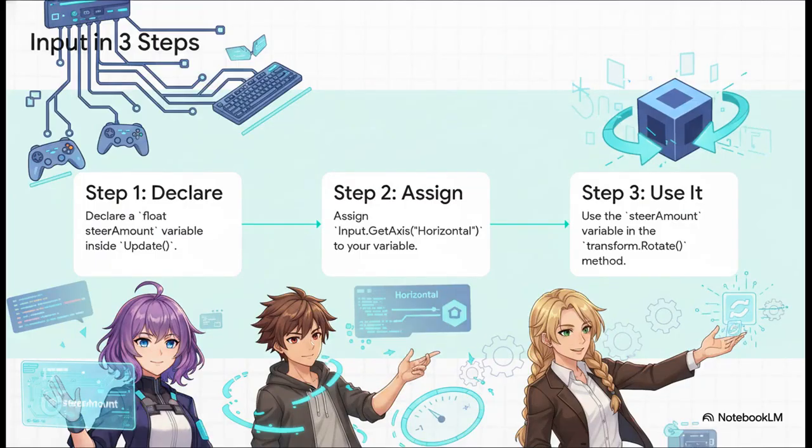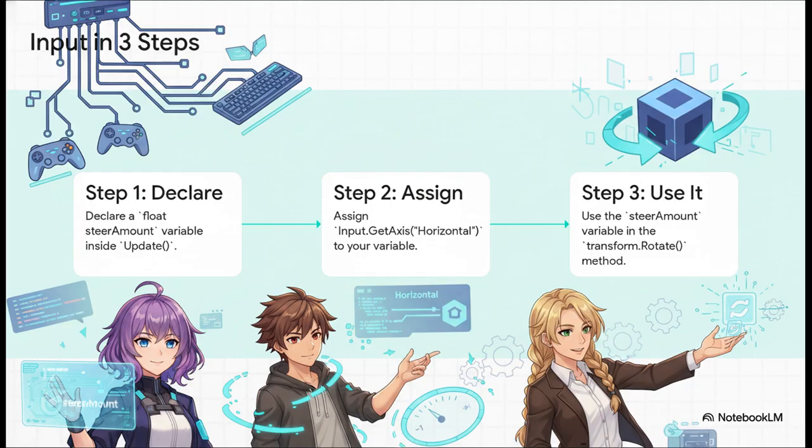Okay, let's actually put this into practice. We're going to do this inside our script's Update method. And remember, Update runs once every single frame, which makes it the absolute perfect place to constantly check for player input. So, step 1, declare. We need a temporary parking spot for the input value for this frame. So we'll declare a variable of type float, which just means it's a number that can have decimal points like 1.5 or negative 0.25, and let's call it steerAmount. Step 2, assign. Now we use our magic line of code. We say steerAmount is equal to the result of Input.GetAxis("Horizontal"). Now, every single frame, steerAmount is going to be updated with a value somewhere between -1 and +1, depending on what the player is pressing.